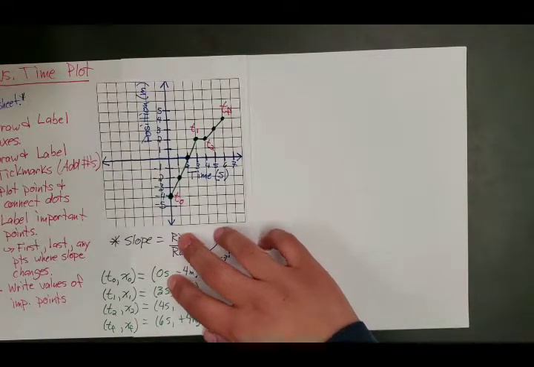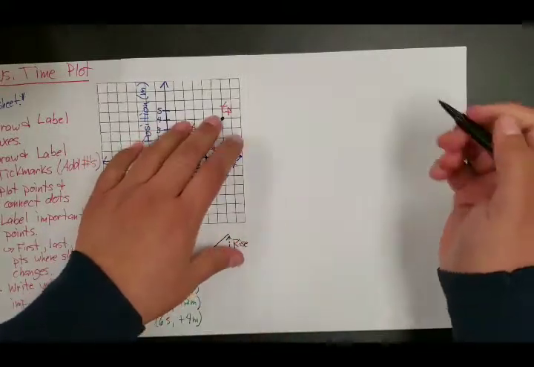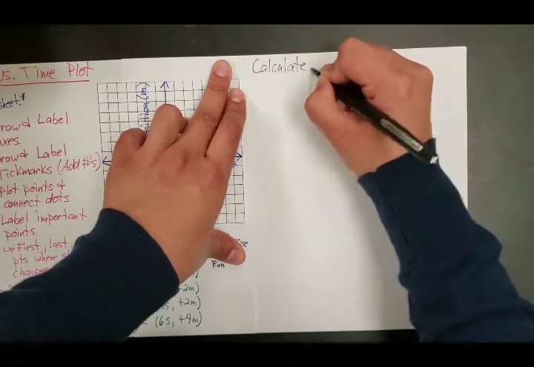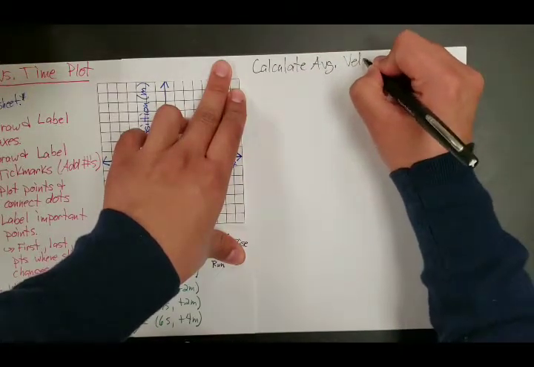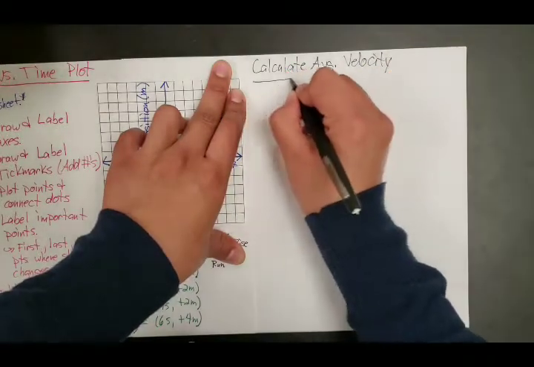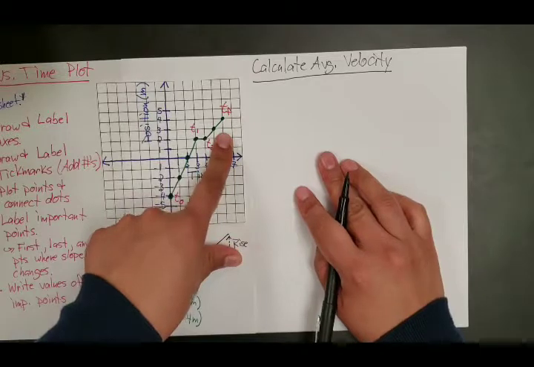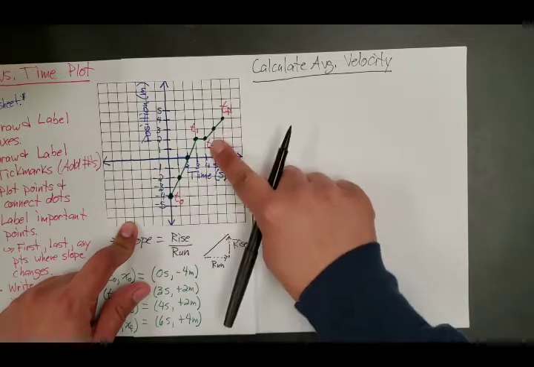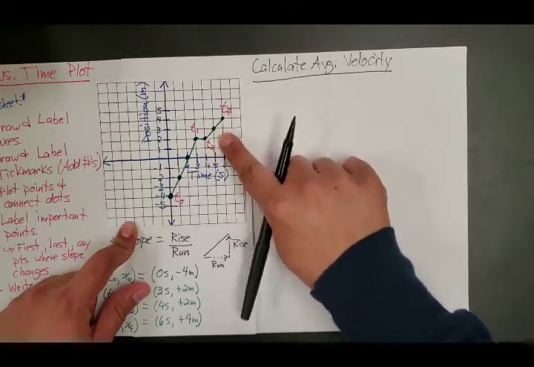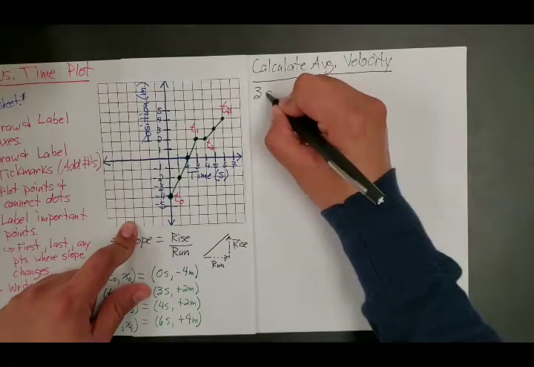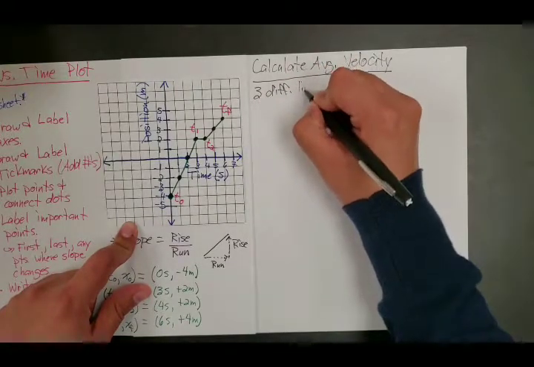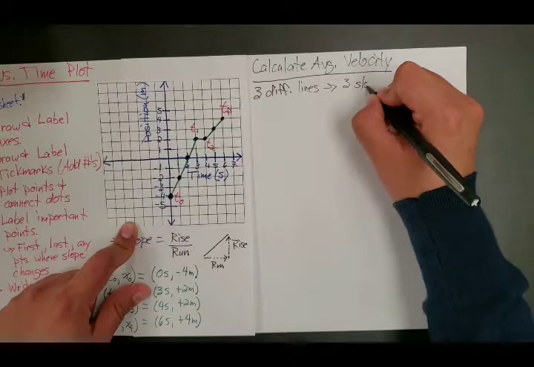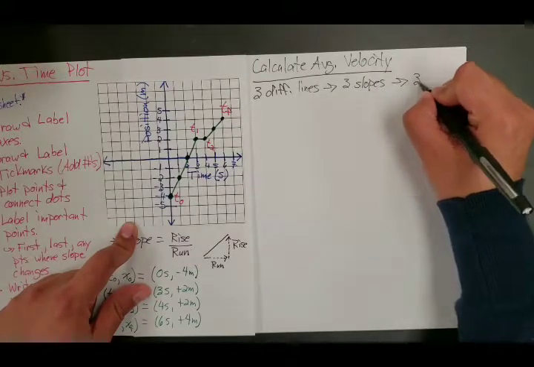So I'm going to go ahead and switch to a different color. Let's use black for this one. So we are going to calculate average velocity. So the first thing that we want to do is look to see how many straight line segments we had in our position versus time graph, right? Here we have 3 different slopes in the graph. We have 3 different lines, each with its own slope.